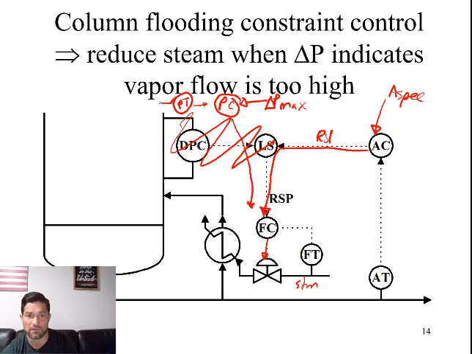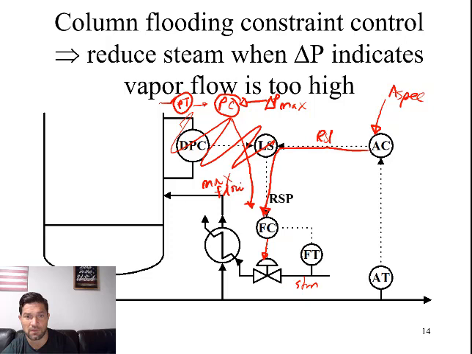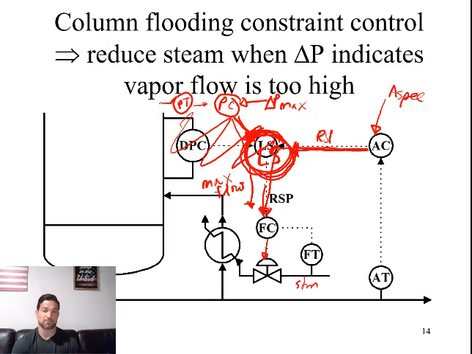This goes to the flow control valve. So what this is going to do is this is going to ask for max flow. So this is going to ask for the maximum flow of steam to get us to the delta P max. So because our signal is a max flow, that means we want a low select control. So our safety constraint loop and our economic loop are going to go to this low select controller shown here. This is going to go here.